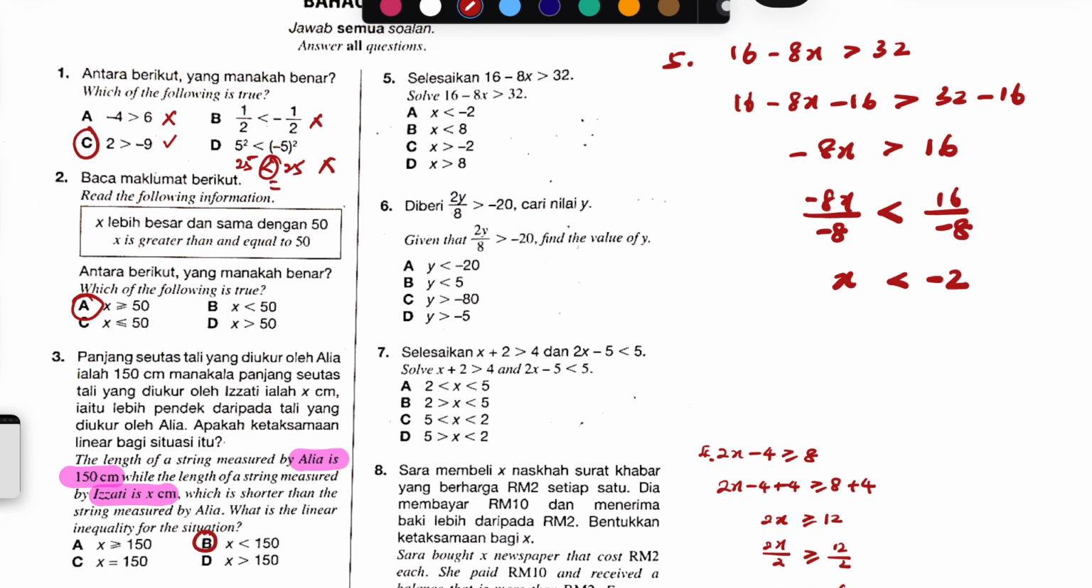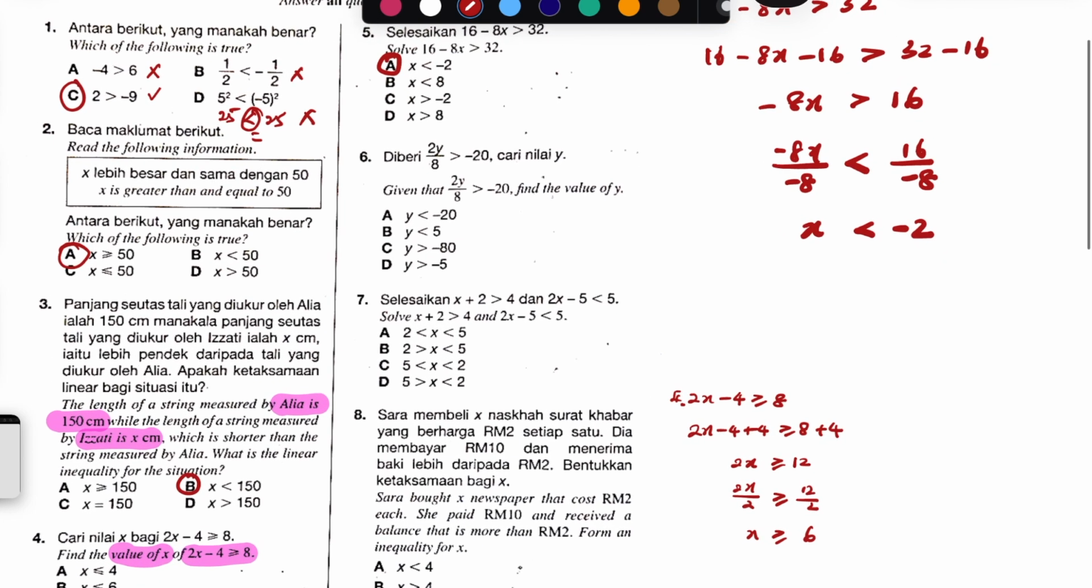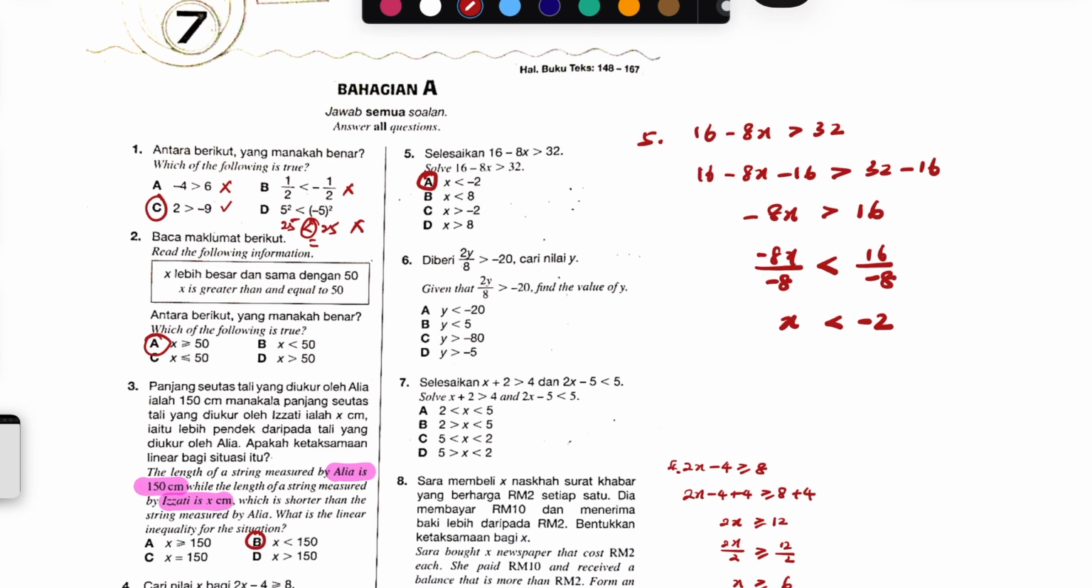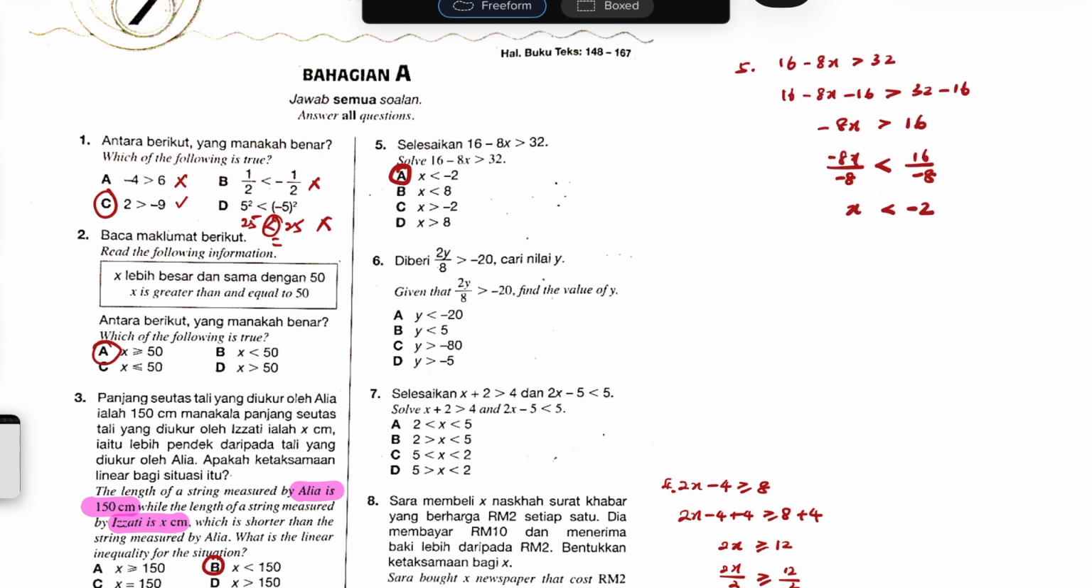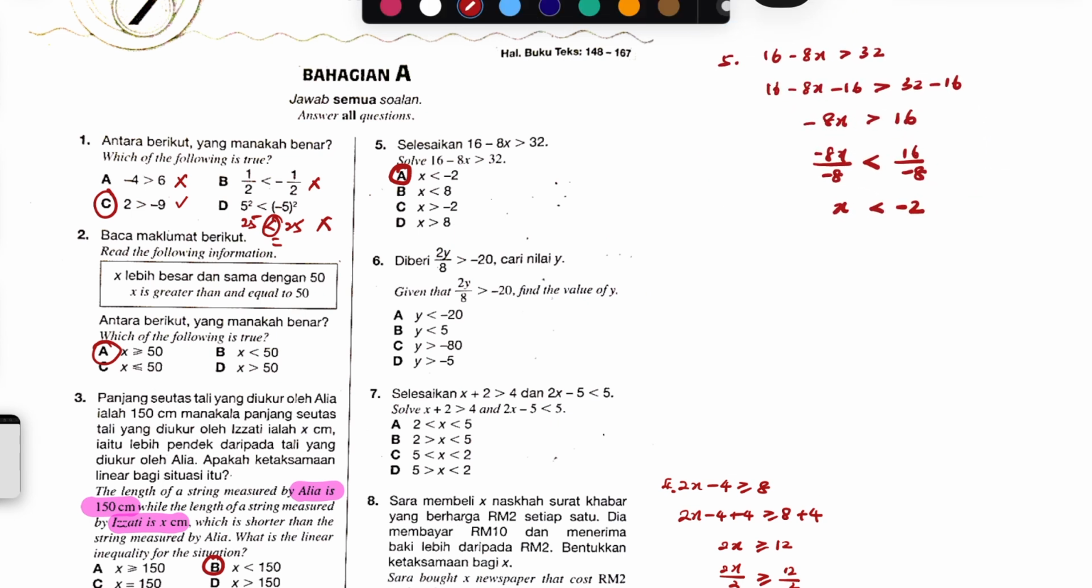So number 5, the answer is A. Alright, done. So number 6, still solving, but this one is getting the y value. So I zoom, make it smaller. Number 6: 2y over 8 is greater than negative 20.